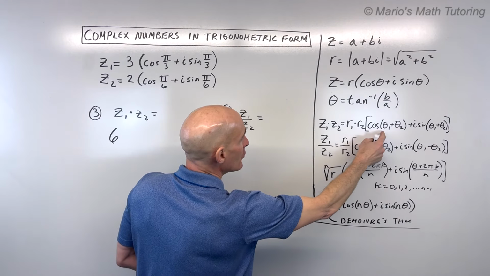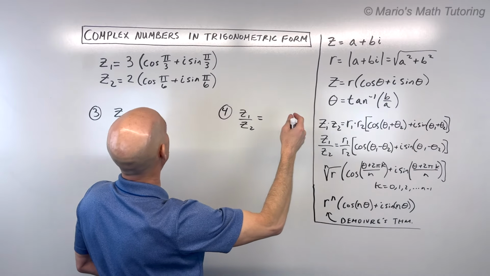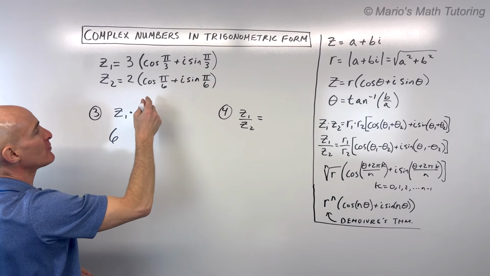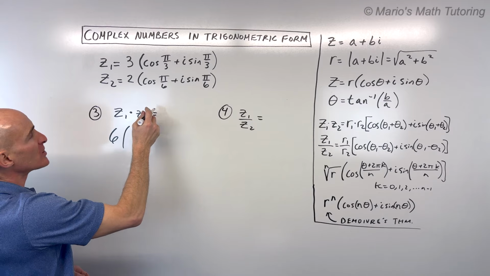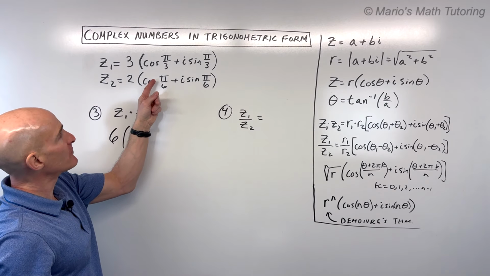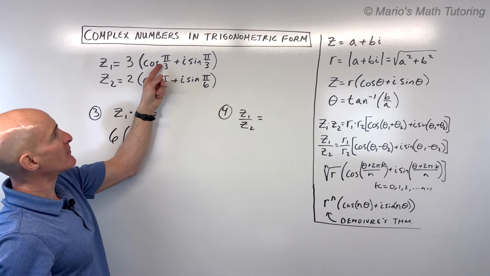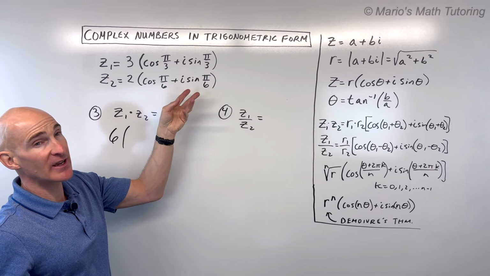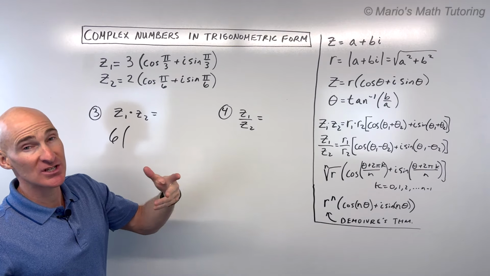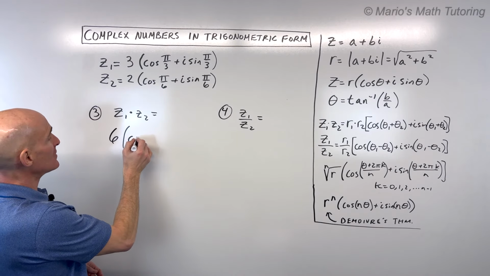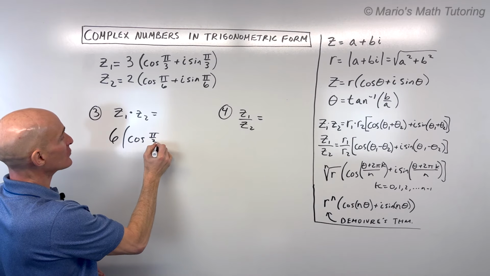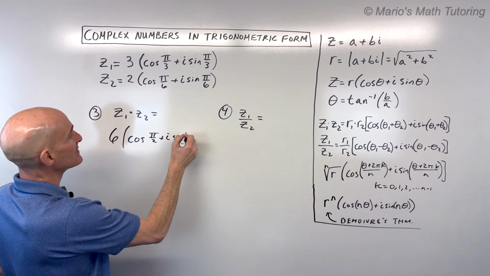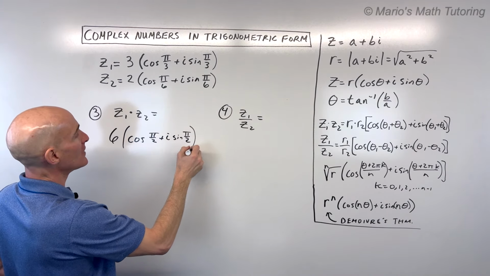And then for the angles, you're just going to add the angles together. So this is going to be pi over 3 plus pi over 6, which pi over 6 is like 30 degrees. Pi over 3 is like 60 degrees. So that's really like 90 degrees, which is pi over 2. So this is going to be cosine pi over 2 plus i sine pi over 2. And that's it.